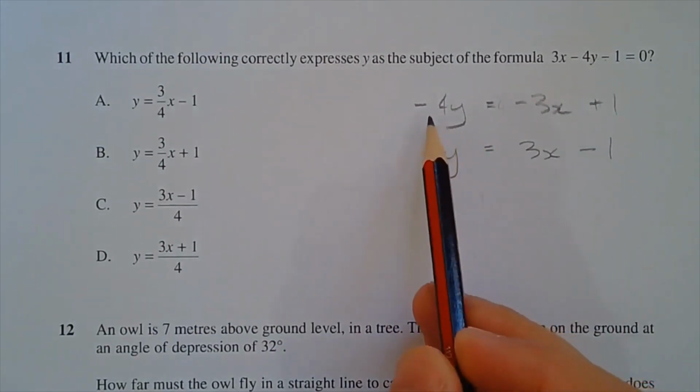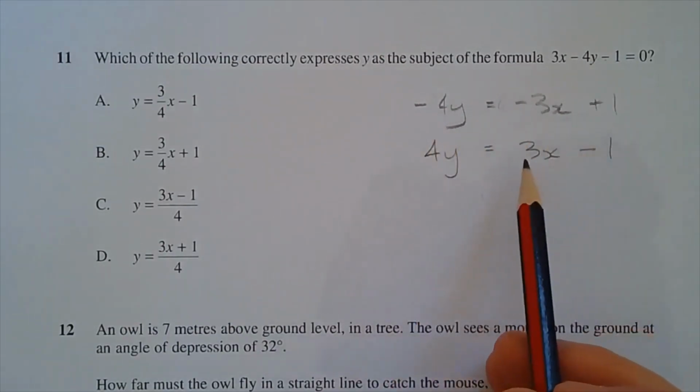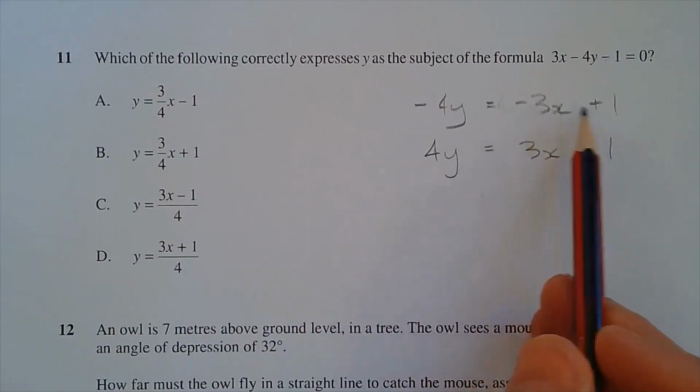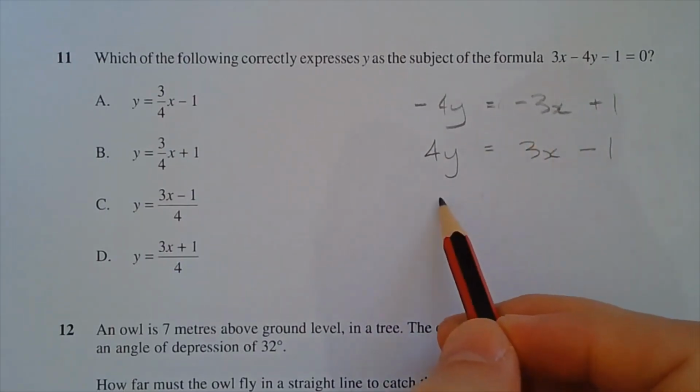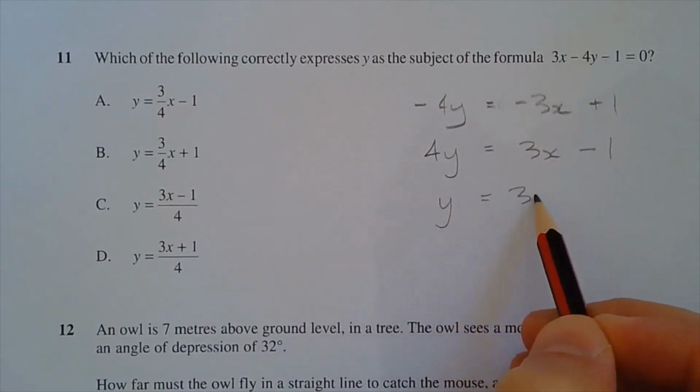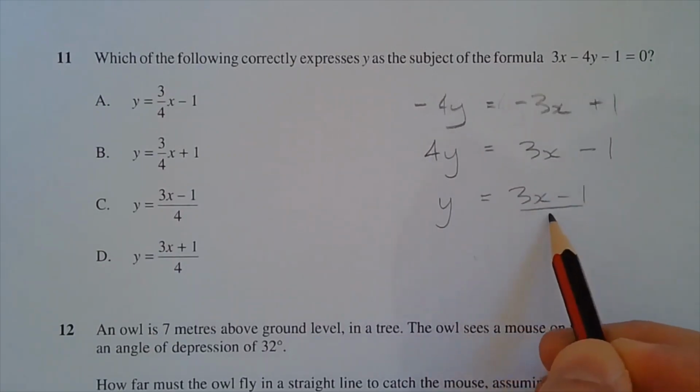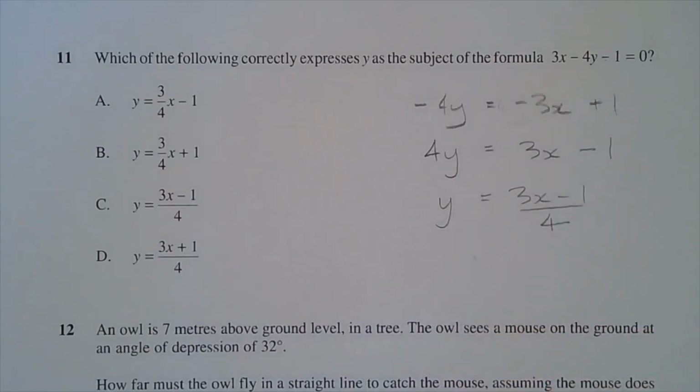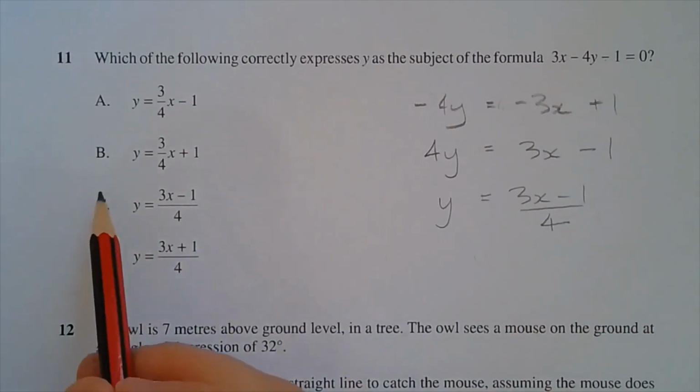Okay, so by dividing by negative 1 or multiplying by negative 1, it switches the signs of all the terms on the other side. And then lastly, we're going to divide everything by 4. So y equals 3x minus 1 over 4. And that'll be option C.